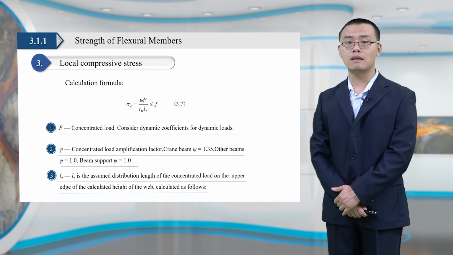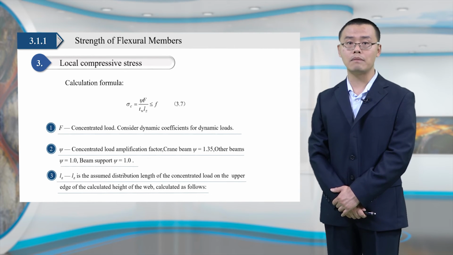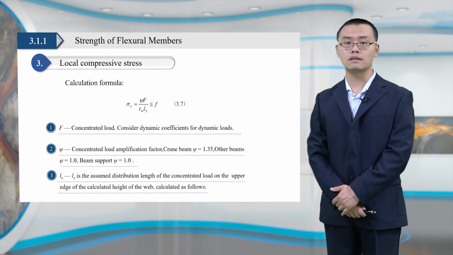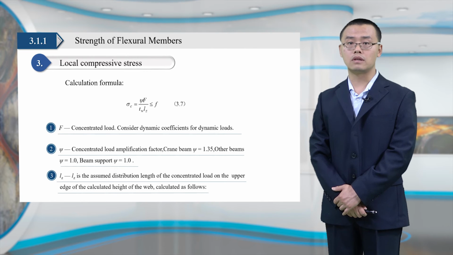Now you can see sigma c is calculated as formula 3.7. F is the concentrated load. Consider dynamic coefficients for dynamic loads. Psi is the concentrated load amplification factor. For crane beams, psi adopts 1.35. For other beams, psi adopts 1. For beam supports, psi also adopts 1. Lz is the assumed distribution length of the concentrated load on the upper edge of the calculated height of the web, calculated as follows.